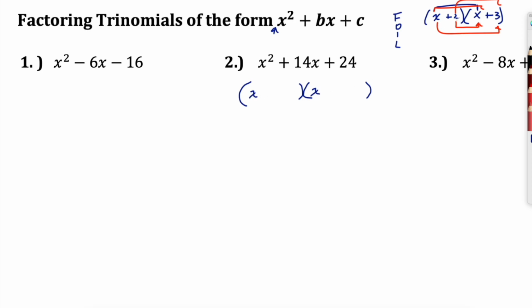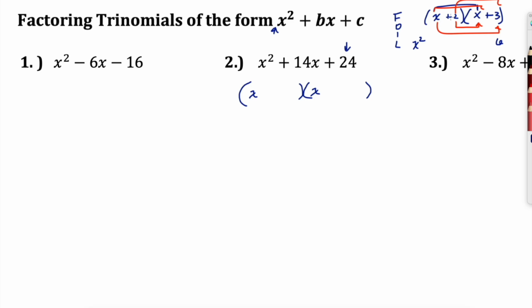This last term, in this case, 2 times 3 is 6. We expect the 6 to be our last term in the expression. So I have x squared as my first, and my last term is the 6. So 24, two numbers that multiply to give me 24. So I'm looking for the factors of 24 right here.